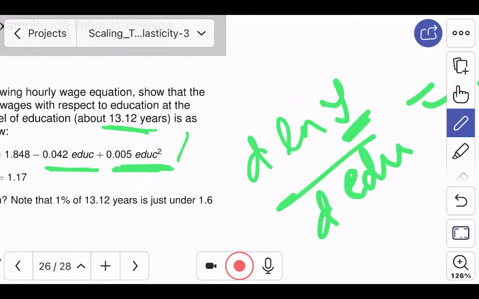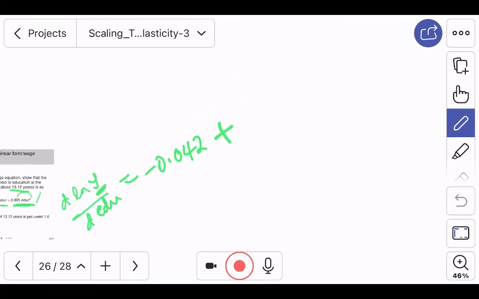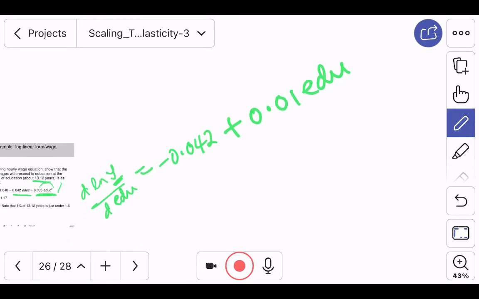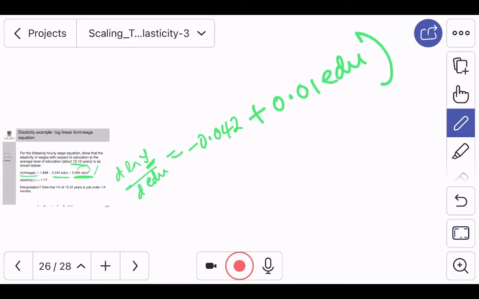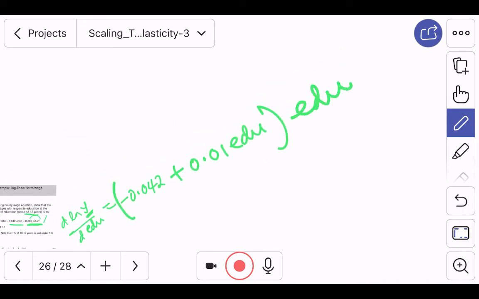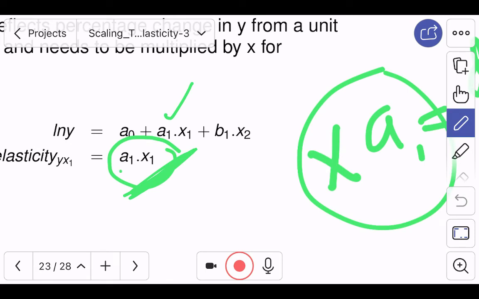So it's a quadratic term, so 2 will come down, multiply 0.005, so that will become 0.01, and education to the power of 2 will become just education. So my slope term is going to be 0.01 times education. But to get the elasticity, I have to multiply this whole thing by education itself, because this is like my A1, this is my X, and that's what we did here and here. So that's the expression in parentheses, and that's my education variable.